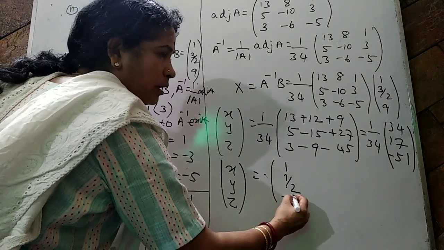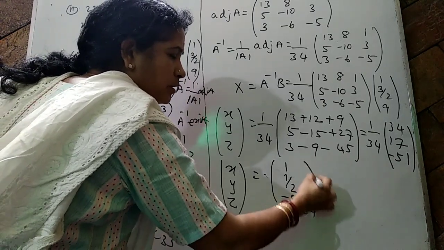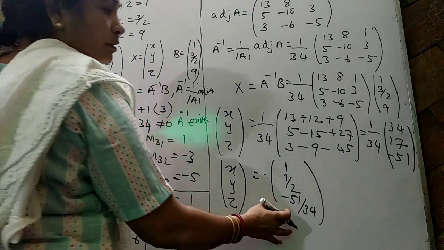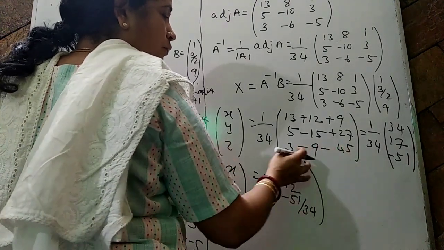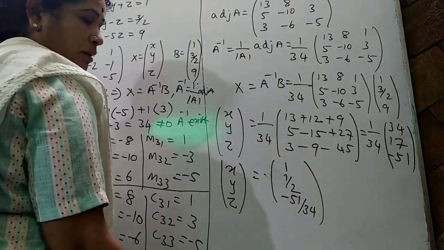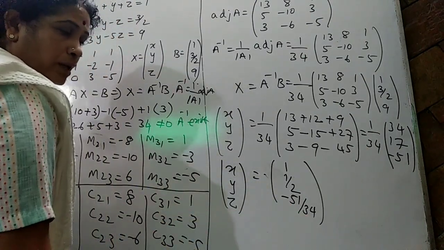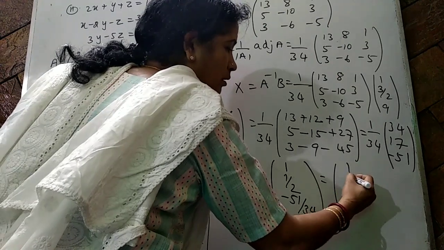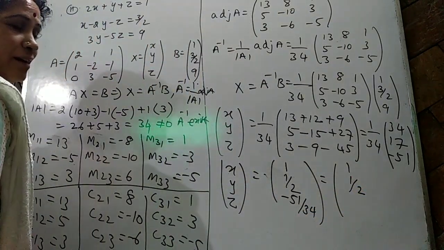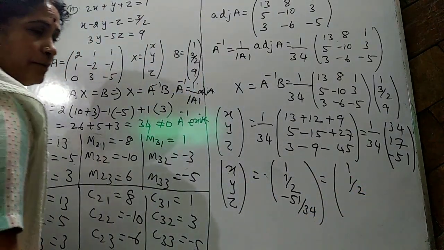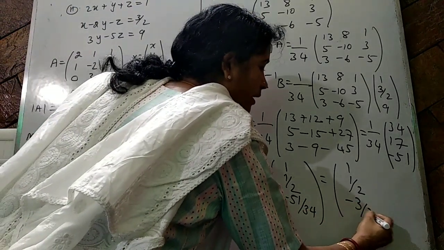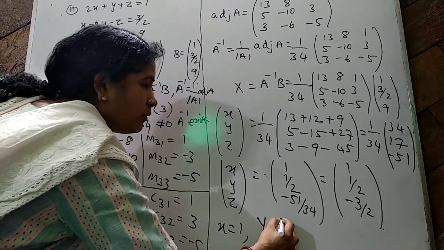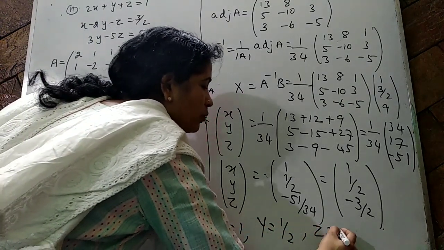Minus 51 by 34. Simplify, what do we get? Check it. 42, 51. If you simplify, what do we get? 3 by 4? Yes. 3 by 2. Minus 3 by 2. Okay, fine. So therefore, x is equal to 1, y is equal to 1 upon 2 and z is equal to minus 3 by 2.